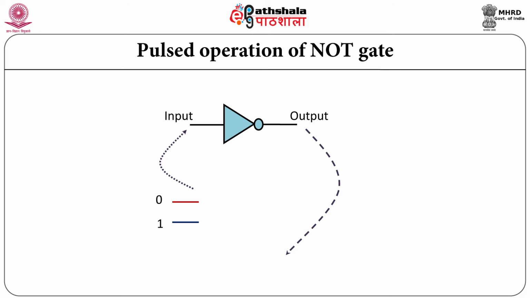Let us now study the response of the NOT gate to the pulse input waveform. It is important to note that the logic gates obey the truth table irrespective of the static or dynamic inputs. For a NOT gate, if input is at logic 0, then the output will be 1 and vice versa. The output is inverted as compared to the input.